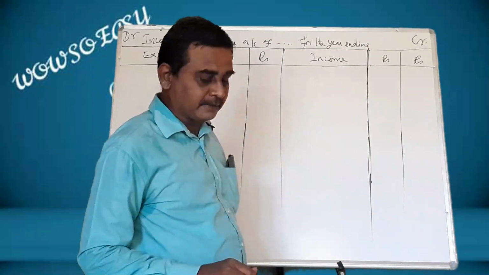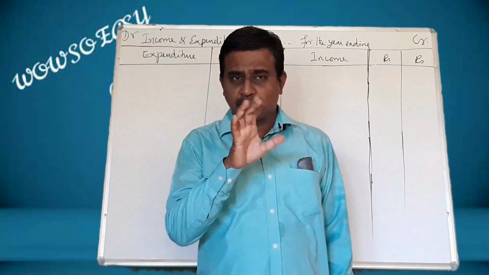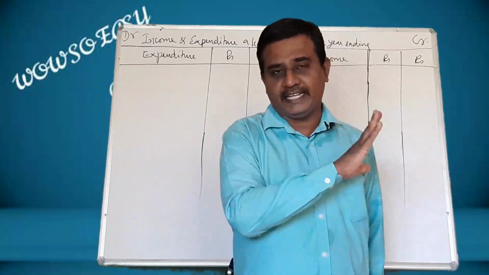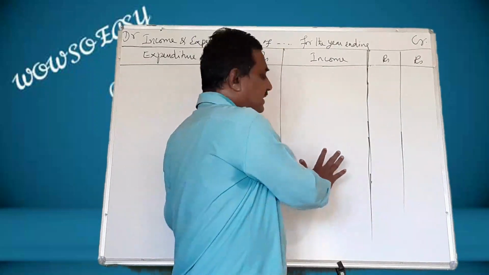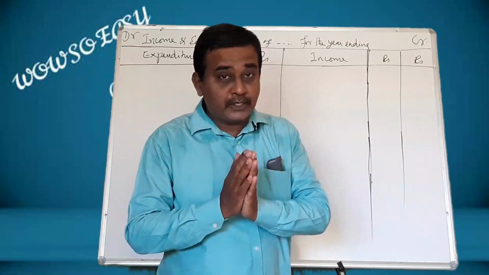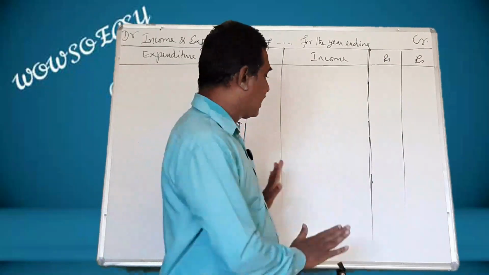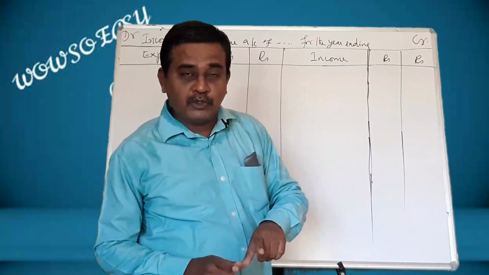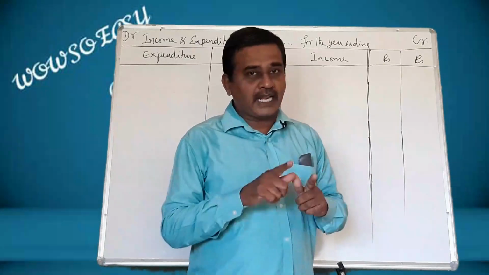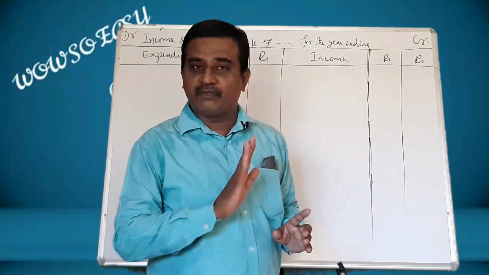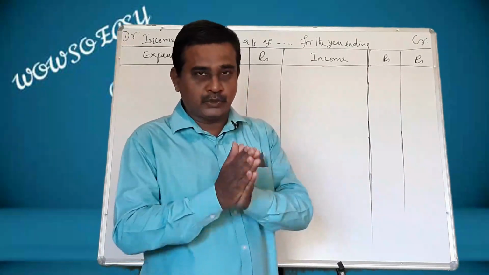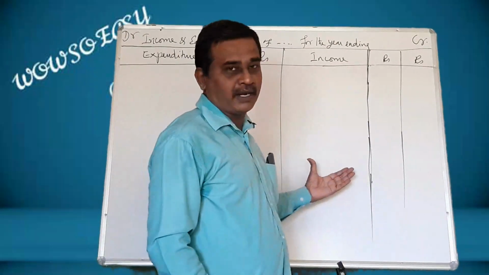Remember that. The next thing you have to be very careful about is whether that amount is meant for that year. Suppose we prepare this account for the year 2018, then only amounts related to 2018 will come in this account. If that amount is meant for 2017, it will not be brought here. If that amount is meant for 2019, it will not be brought here. Only items related to that year will be brought here.